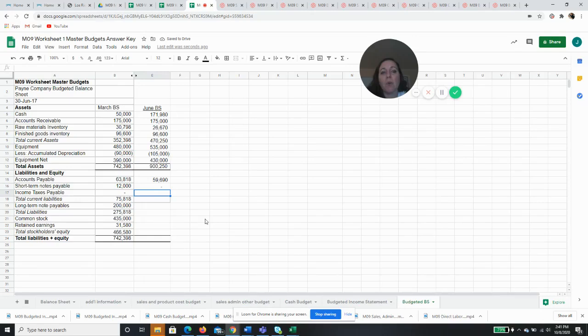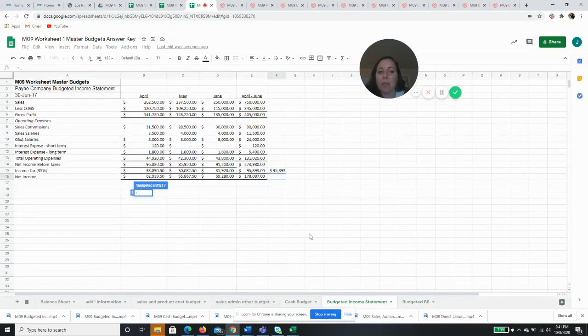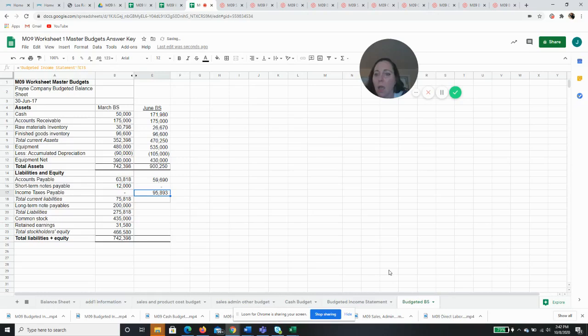Income taxes payable. Remember we said that we had income tax expense every month, but we never paid it in cash. So we must have debited income tax expense and credited income tax payable. So we're just going to grab that off our budgeted income statement. And our income tax payable will be the accumulation of all 3 months of income tax expense, or $95,893. All right, that's going to be it for current liabilities. So let's add those bad boys up. And we get current liabilities of $155,583.